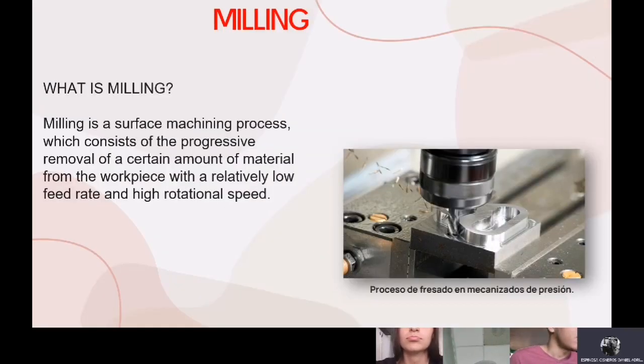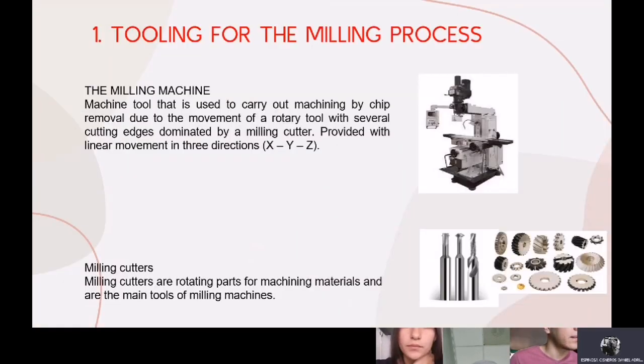Milling. What is milling? Milling is a surface machining process, which consists of the progressive removal of a certain amount of material from the workpiece with a relatively low feed rate and high rotation speed.